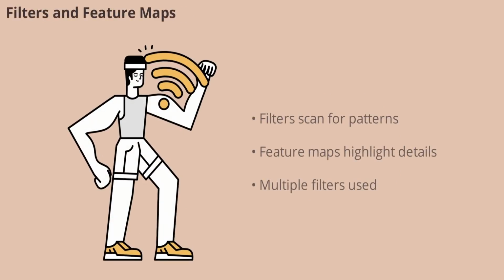Filters are small matrices that scan the image for specific patterns. Each filter creates a feature map, which highlights where certain features are found in the image. For example, one filter might detect horizontal lines, while another finds corners. By combining the results from many filters, the CNN builds a comprehensive map of the image's features. These feature maps are passed to the next layers for further analysis, helping the AI understand the image in greater detail.